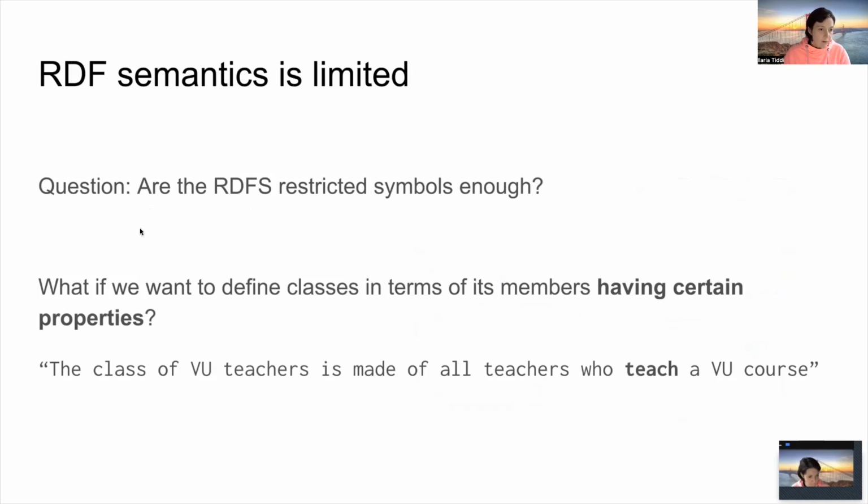The question we ask is whether these restricted symbols are enough for the type of semantics we humans use to communicate in our daily lives. Imagine having to define classes in terms of members that have certain properties. So for example, the class full teacher is made of all the teachers who teach a full course. Expressing this in RDFS is actually not possible.